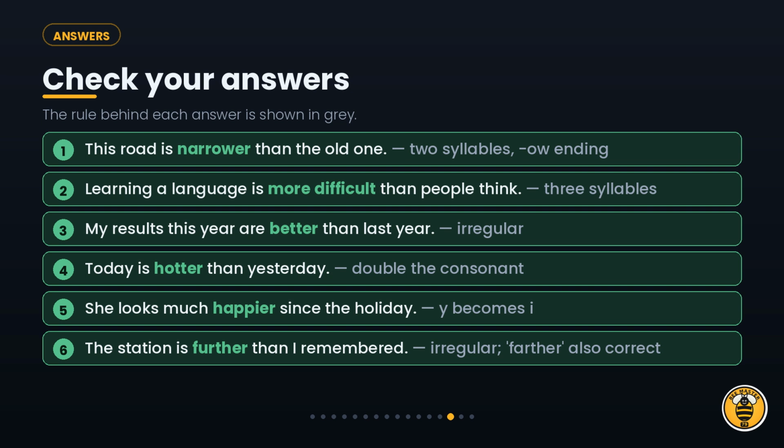Number 4. Today is hotter than yesterday. Hot ends in 1 vowel and 1 consonant, so we double the T. Number 5. She looks much happier since the holiday. Happy ends in Y, so the Y becomes an I. And number 6. The station is further than I remembered. Far is irregular. Farther is also correct here, because we are talking about physical distance.